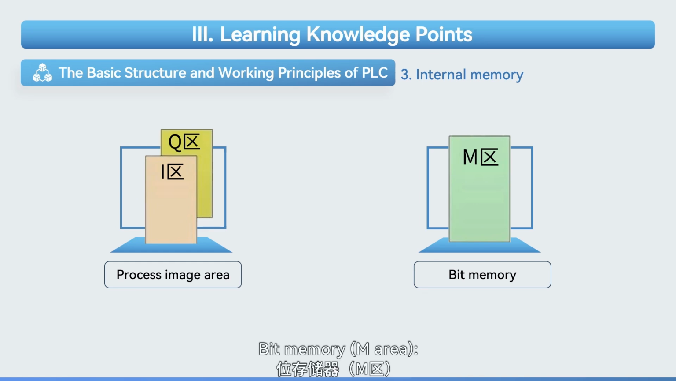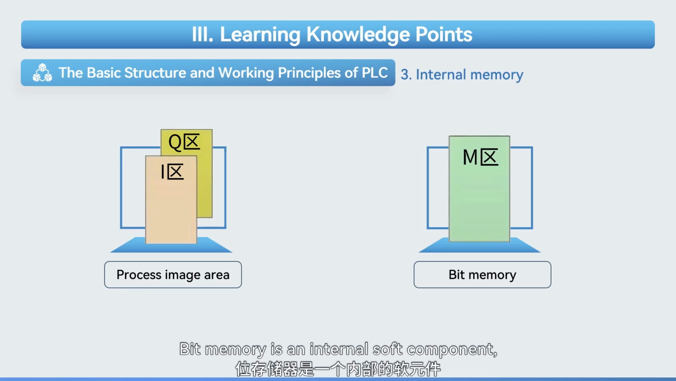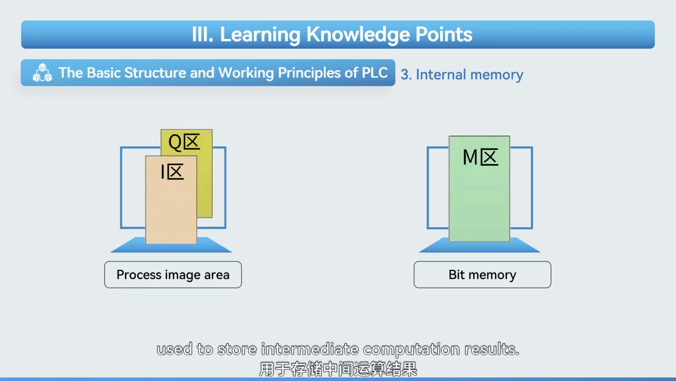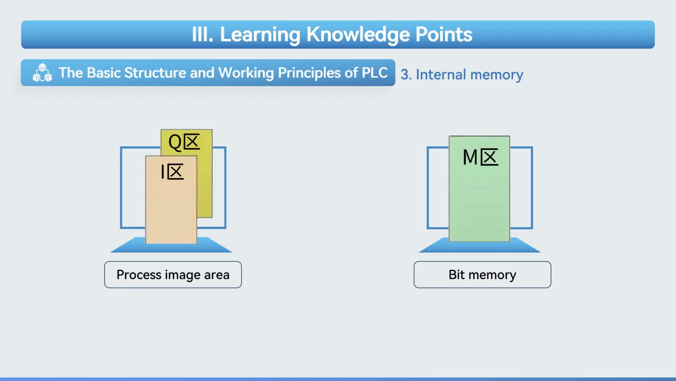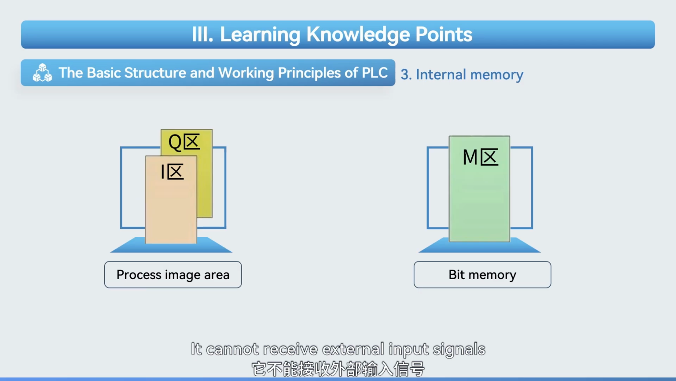Bit memory, M area. Bit memory is an internal soft component, used to store intermediate computation results. It cannot receive external input signals or drive external loads.